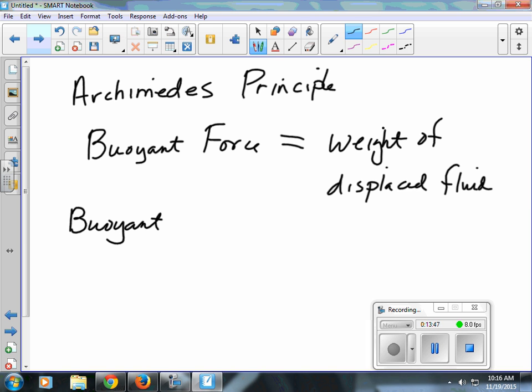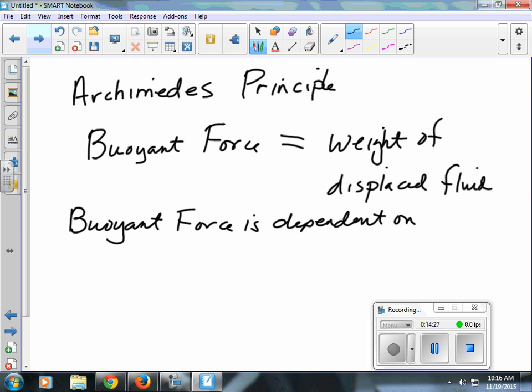Well, if that's true, how do these big steel ships float? Close. You're real close. How much water? If you displace a little bit of water, what kind of buoyant force you gonna have? Not that great. You displace a lot of water, you're gonna have a bigger buoyant force.